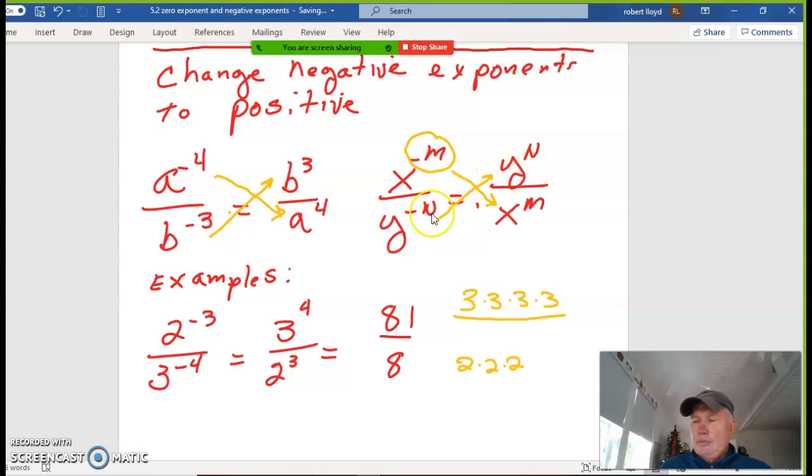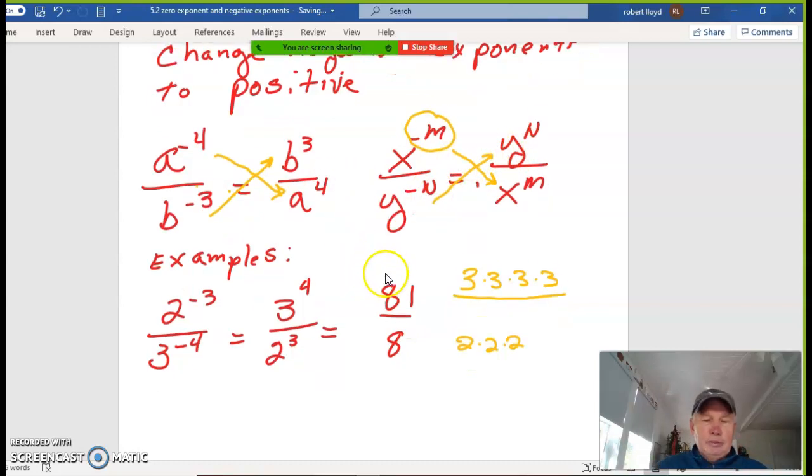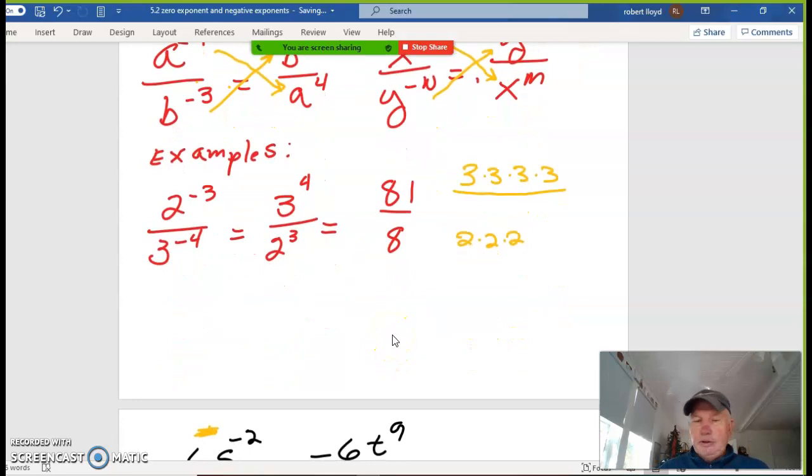So in an example with numbers, if we have 2 to the negative third power, this now is a number to a power, but it's negative, so it has to change position. 3 to the negative 4 has to change position. And then when we carry it out, we have 4 3's multiplied together, which would be 81 for our numerator. 3 2's multiplied together would be 8 for our denominator.